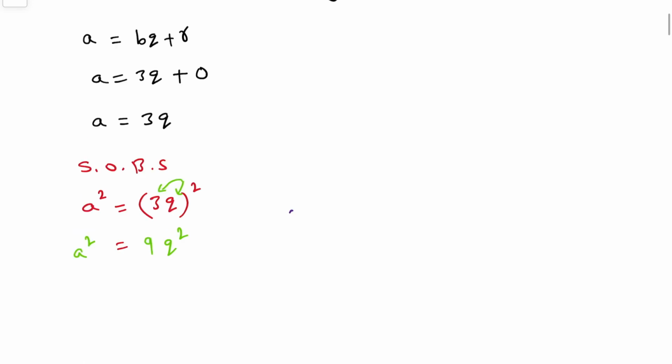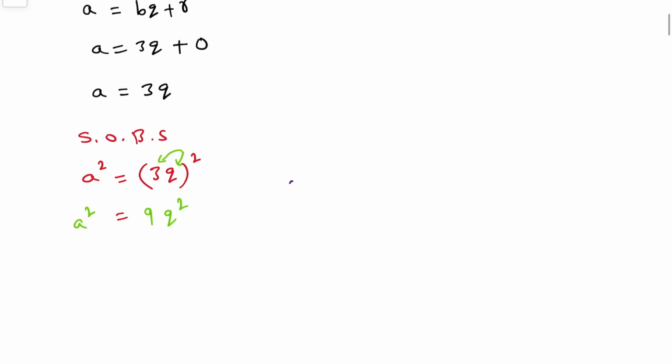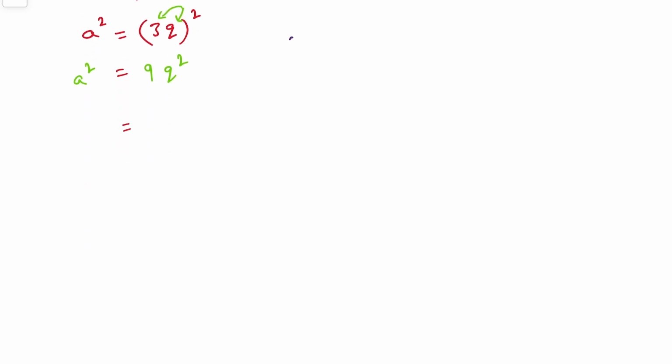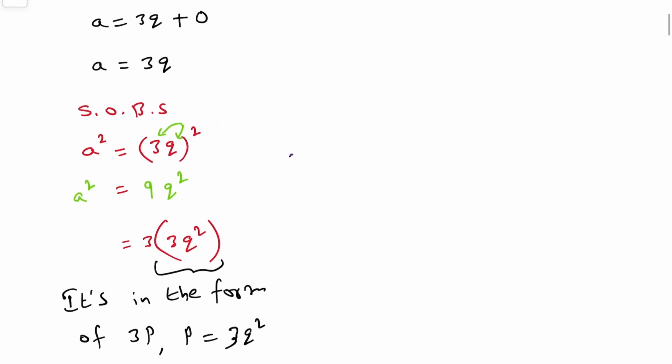Now the question is asking to show that it is in the form of 3p plus 1. So it means number 3 I require. That's why from 9Q square I will take out 3 common. Then what we remain with? Again 3Q square. So now I can say that it is in the form of 3p. It means this total bracket I am replacing with the alphabet p. So 3p, where p is equals to what is there inside of the bracket, 3q square. So we completed with the 0 remainder, right?